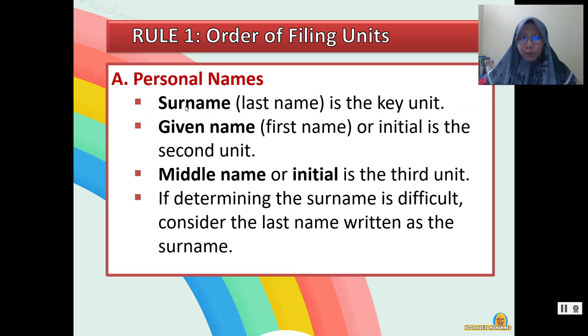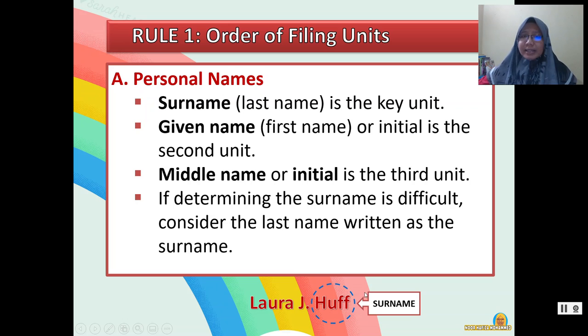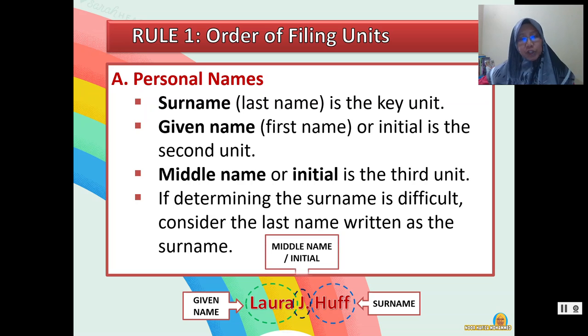So you need to make sure for the English name: surname, given name, and middle name. The surname or last name is the key unit, the given name or first name is the second unit, and the middle name or initial is the third unit. For example, Laura J. Huff. Huff is the surname or the last name, also known as the key unit. Laura is the given name or the first name of that person. And J is the middle name.